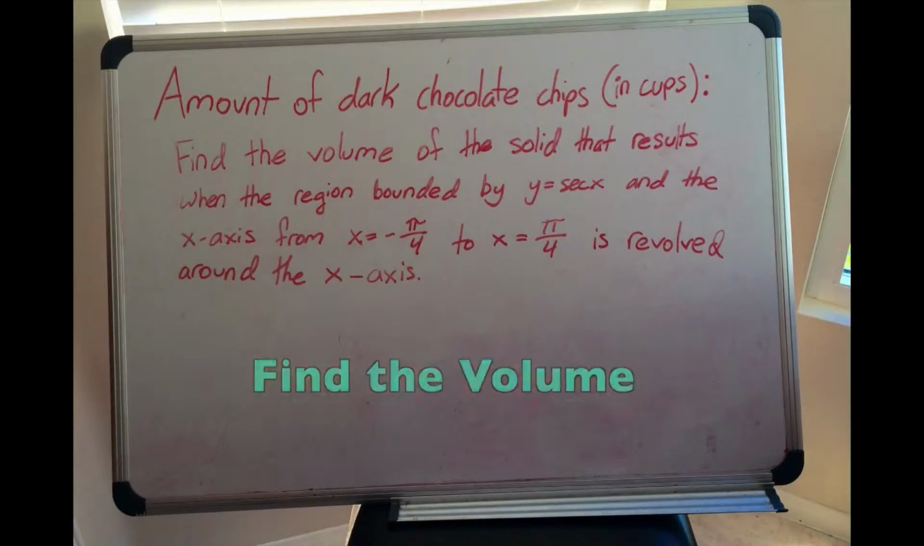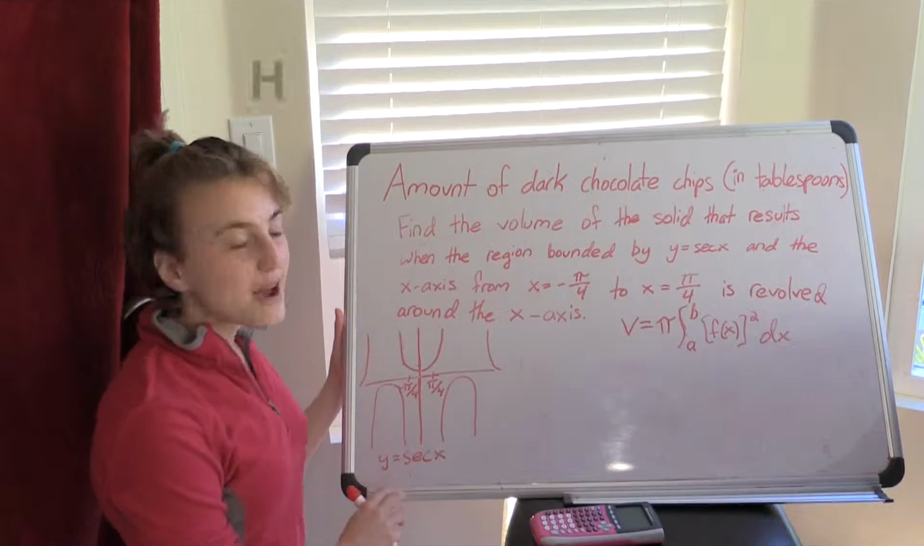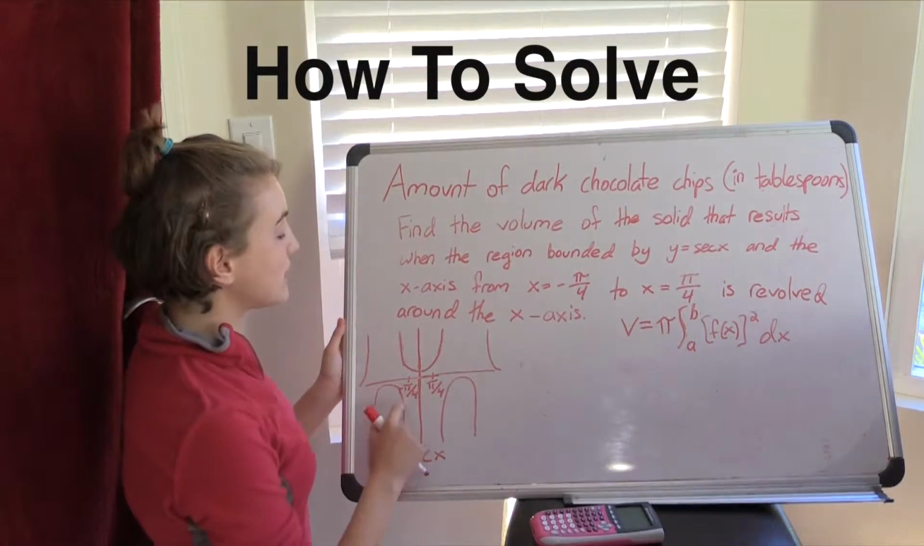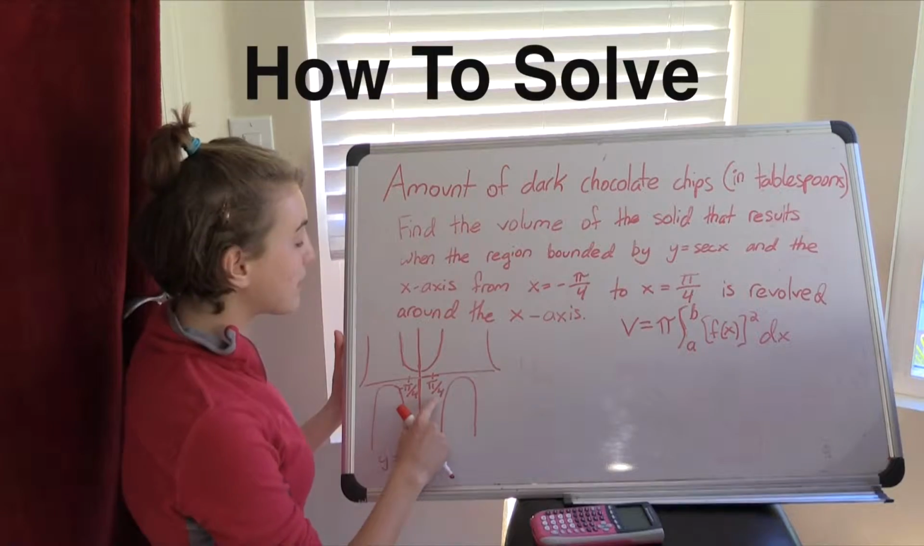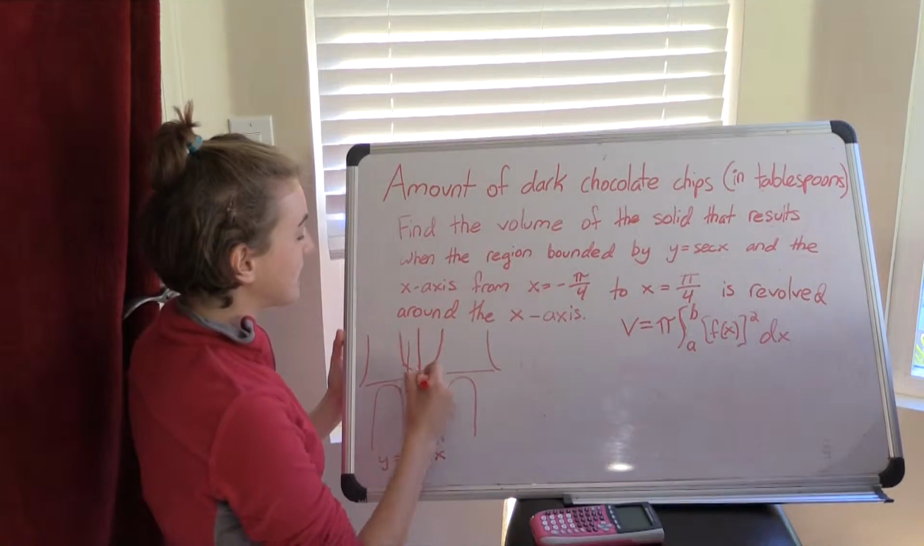The next thing we need to add is dark chocolate chips. Julia, how many do we need? Okay, so this is the graph of secant x, and we're only interested in the area between x equals negative pi over 4 and pi over 4. So that's really only this little area right here.